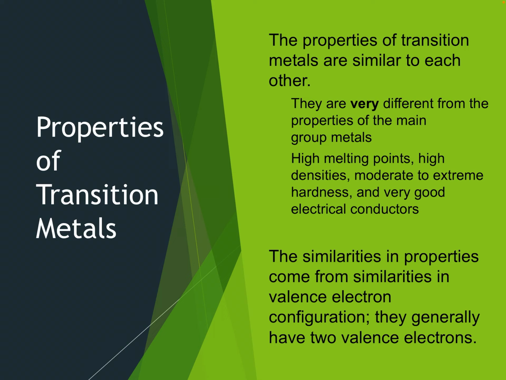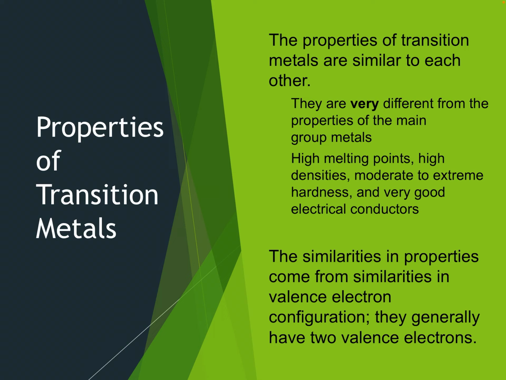So the properties of transition metals are really similar to each other. A lot of transition metals will act similarly to other transition metals, but they're really different from the properties of the main group metals, right? So the metals that are like the alkali metals or the alkaline earth metals, these transition metals are really different. They have really high melting points, super high densities, pretty hard, and they are really good electrical conductors. So they have really specific uses. But the similarity in properties of all of these transition metals comes from the similarities in the valence electron configuration.